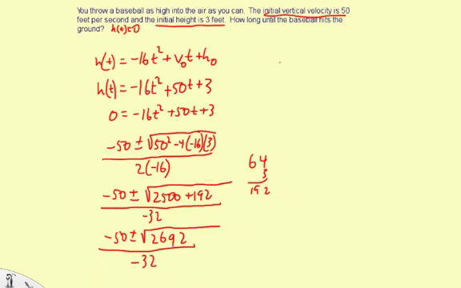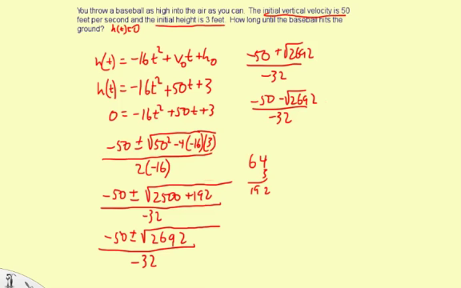Now I'll move back up top here to finish the work. Actually, I'm going to split it into 2 parts now. Negative 50 plus the radical of 2692, all over negative 32. And then negative 50 minus the square root of 2692, divided by negative 32.